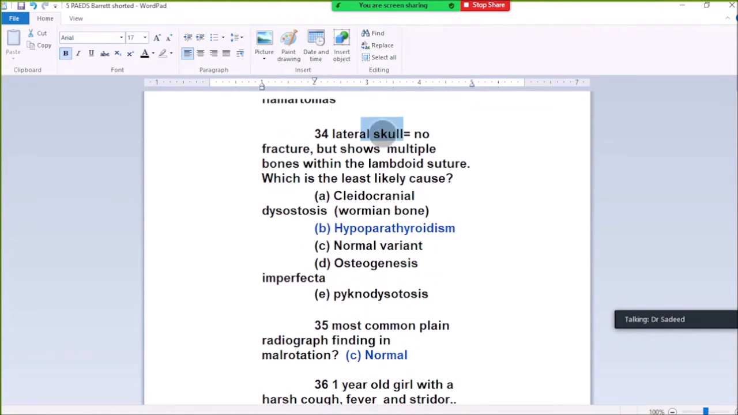34. Lateral skull, no fracture, but shows multiple small bones within the lambdoid suture, which is likely due to hypoparathyroidism. There are multiple bones within the suture. These are called Wormian bones. Wormian bones are seen in all options except hypoparathyroidism.